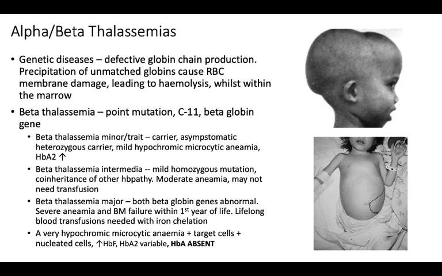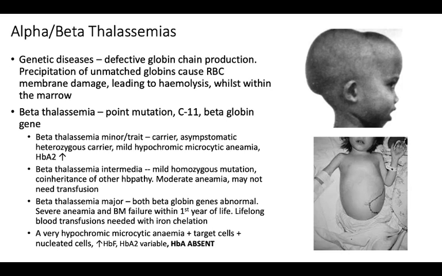If you have beta thalassemia major, this is when both beta globin chains are abnormal, and this causes a severe anemia. Patients will have bone marrow failure within the first year of life. In this situation, the patients will then need lifelong blood transfusions, and if they're having a lot of blood transfusions, it can lead to an overload of iron in the system, in which case they will need iron chelation therapy as well.